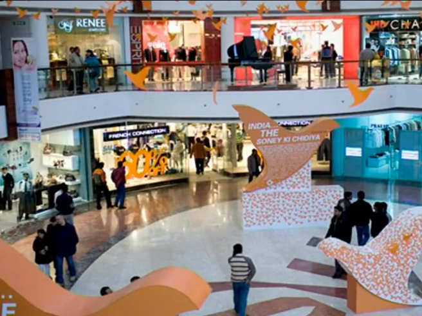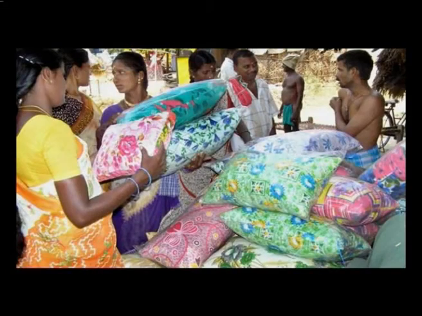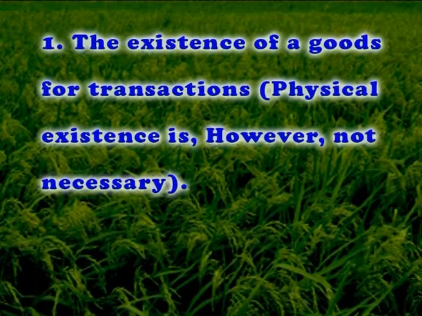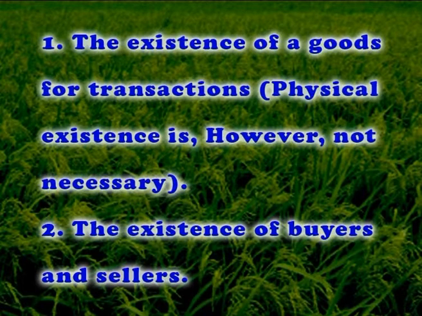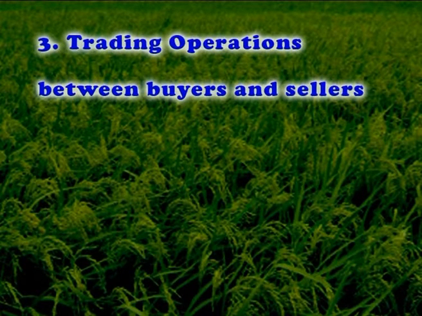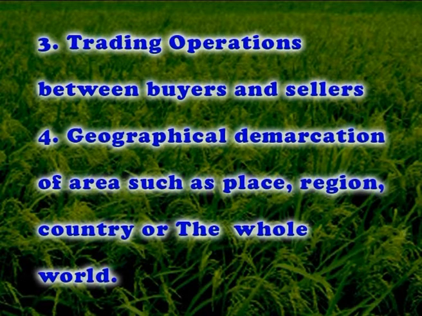Components of a market. For a market to exist, certain conditions must be satisfied. These conditions should be both necessary and sufficient. They may also be termed as the components of a market. The existence of goods for transaction, though physical existence is not necessary. The existence of buyers and sellers, trading operations between buyers and sellers, and a geographical demarcation of area such as place, region, country or the whole world. The existence of perfect competition or uniform price is not necessary.